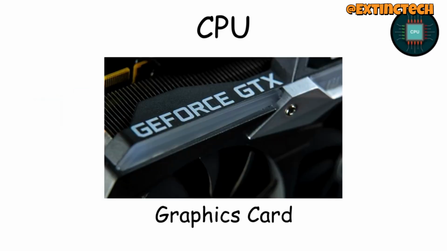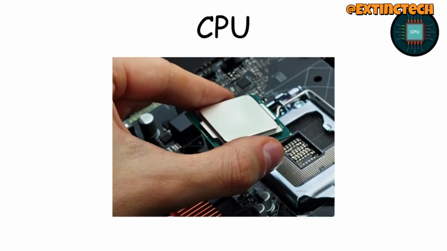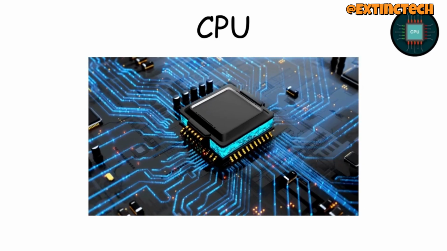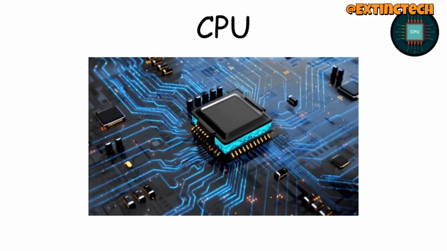While graphics cards handle most visual processing today, the CPU remains critical for system responsiveness and background tasks. Hence, choosing the right CPU will directly affect your system's speed and overall performance.